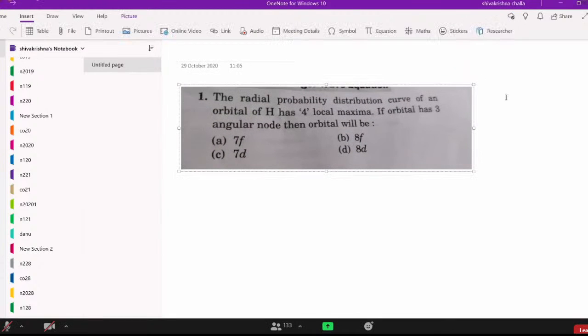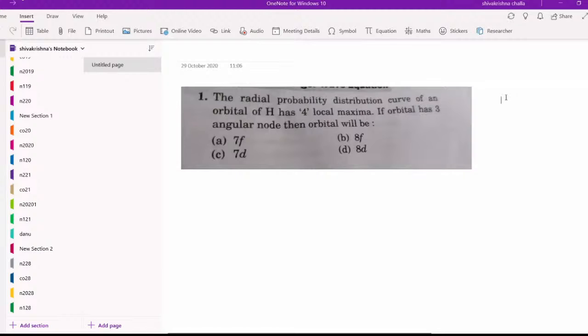Do this question. The radial probability distribution curve of an orbital of hydrogen has 4 local maxima. If the orbital has 3 angular nodes, then the orbital will be? Do it fast and tell me the answer.